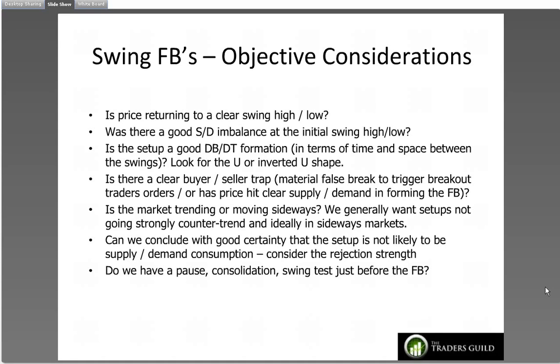And again, the same sort of considerations. Is there a clear seller buyer trap? A material false breakout or price hitting supply and demand? Obviously at a swing point, it's less likely price is going to be hitting supply and demand, because we could be looking at all-time swing highs or swing highs where there hasn't been price near it for a long period of time. There's not any close supply and demand, just above, just below. Is the market trending or moving sideways? Again, my big no-no is generally strong impulsive moves combined with a small false breakout. And again, the supply demand consumption question and the pause consolidation swing test, which I'll go over in a minute.